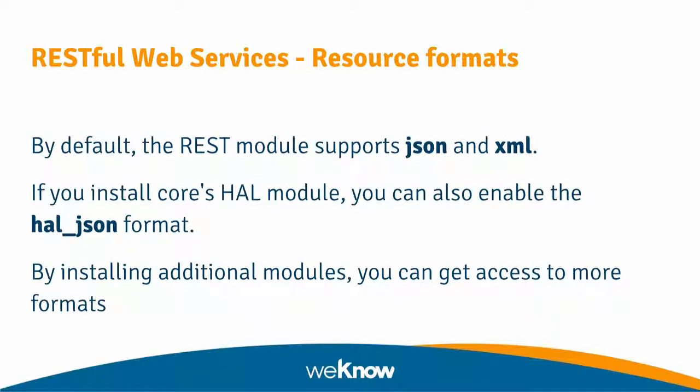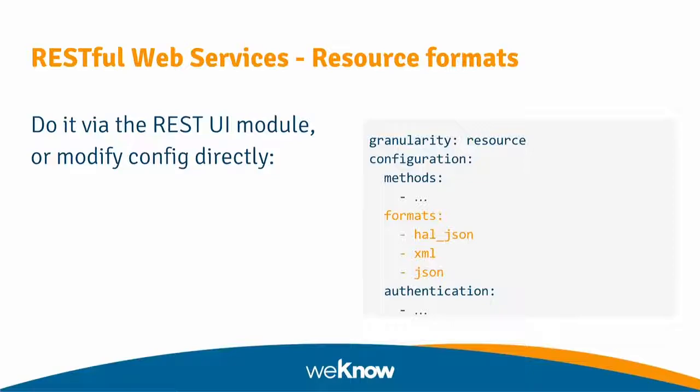Like I said, if you wanted to spit out information in a different format, like YAML or, I don't know, HTML, you can. What does that look like? You can do it via the REST UI module. You can just go into your endpoint and say, I want this to be formatted with XML and JSON, or you can do it in code. In your definition for your endpoint, you can just say the formats for this particular resource are HAL, XML, and JSON.